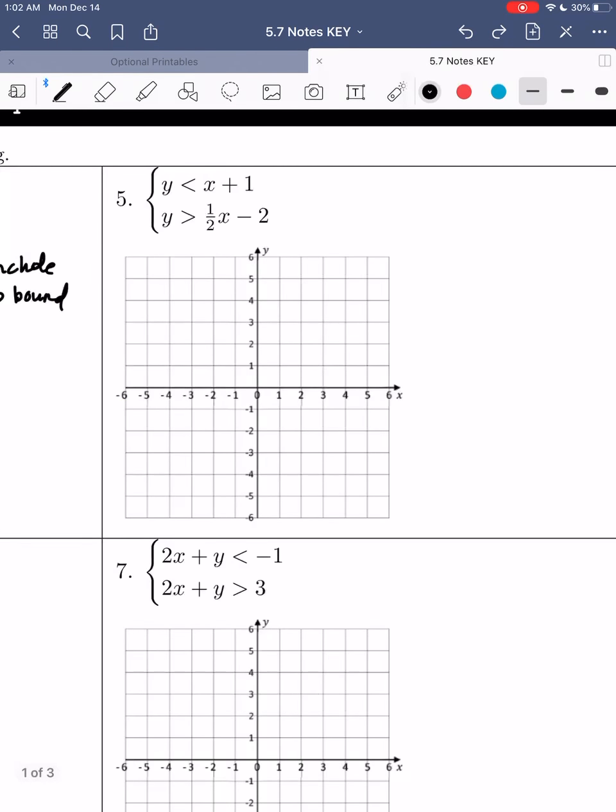Okay, let's look at y less than x plus 1. So y equals x plus 1. I have a y-intercept of 1, and it has a slope of 1, so it's going to look like this line.